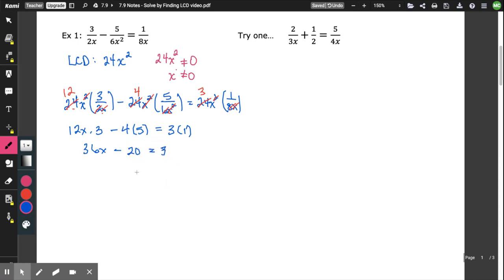Now I have a very simple linear equation to solve. To solve that, I'm going to... Oops, I lost an x. There's supposed to be an x there. This was 3x times 1.